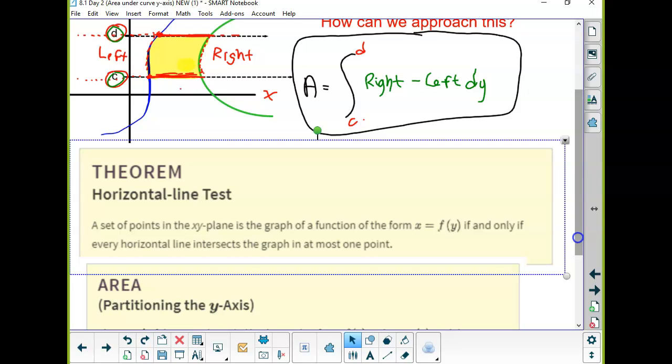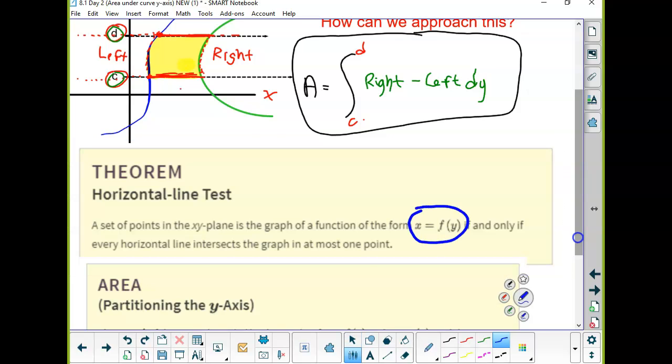We have something called the horizontal line test. A set of points in the xy plane is the graph of a function in the form of x equals. So that's key. Notice it's not y equals, it's x equals, which means y is the independent variable now. We're going to have to shift things, so now it's written as x equals. And you'll see that in the first example here. And that's going to be true if and only if every horizontal line intersects the graph at most at one point.